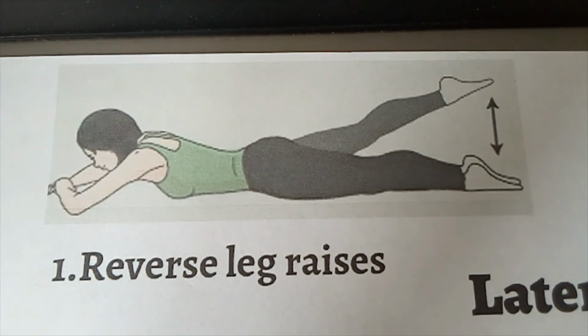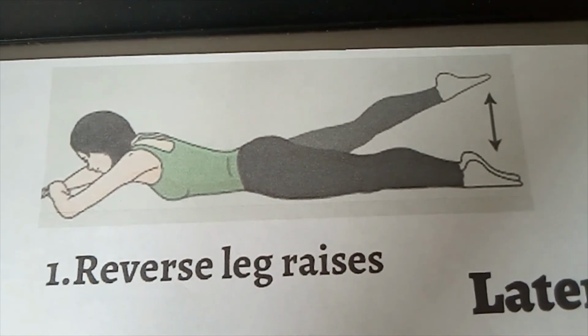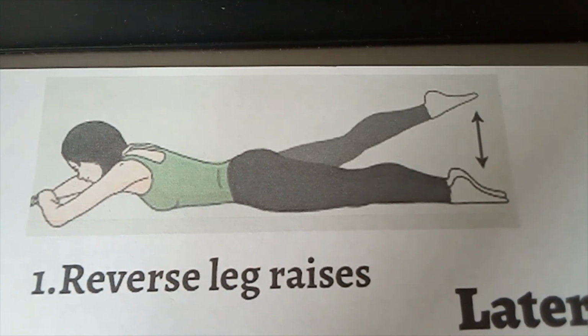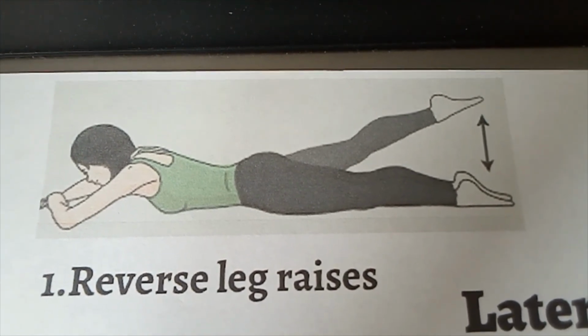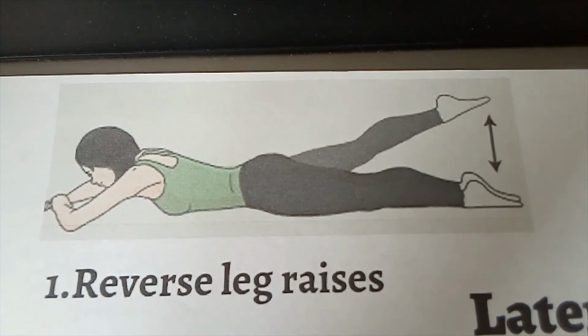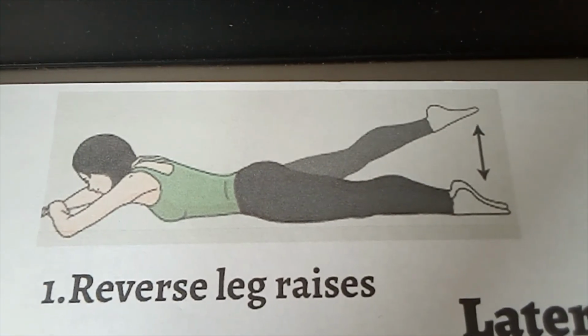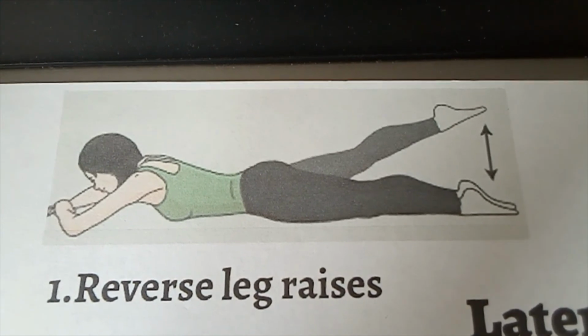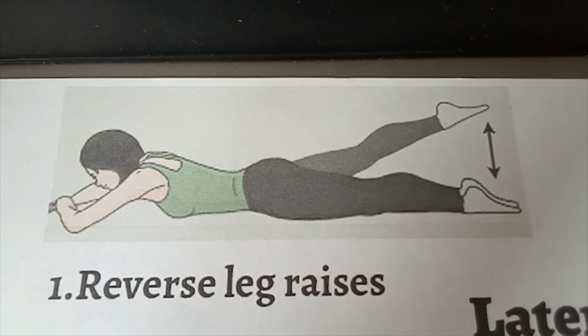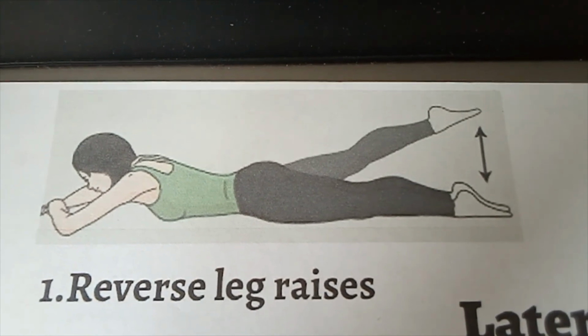Okay, so the first exercise for lateral pelvic tilt are these reverse leg raises. These will help to strengthen the glutes and improve hip mobility. Now, the hip that sits lower will probably have weaker muscles, which can make this exercise quite challenging at first.